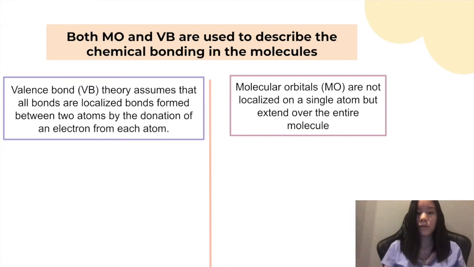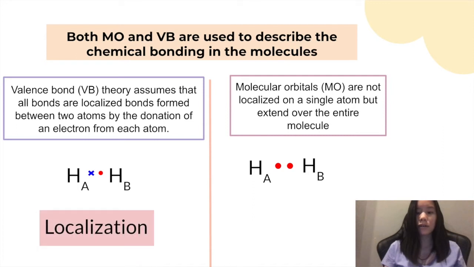The structures shown are representing the hydrogen of both theories. On the left, X represents the electron on HA, and the red dot represents the electron of HB, while the structure on the right, which is the structure of H2 from molecular orbital theory, doesn't show that the electron belongs to HA or HB, but belongs to the whole molecule. So they say that VB is about localization while MO is about delocalization.